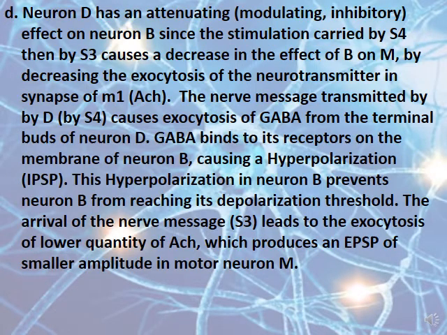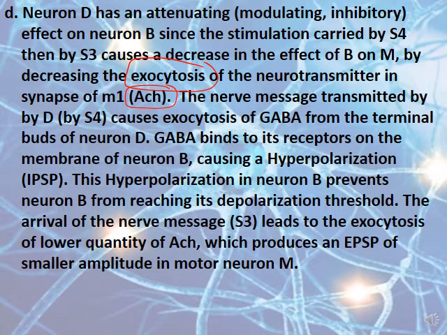Part 4, last part: neuron D has an attenuating, or modulating, or inhibitory effect on neuron B, since the stimulation carried by S4 then by S3 causes a decrease in the effect of B on M by decreasing the exocytosis of acetylcholine.